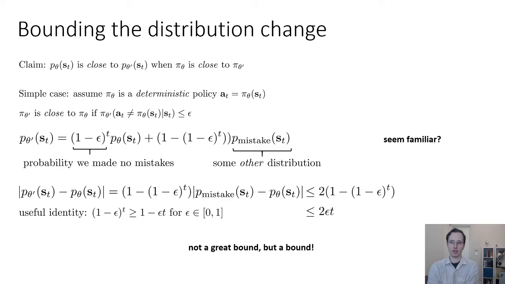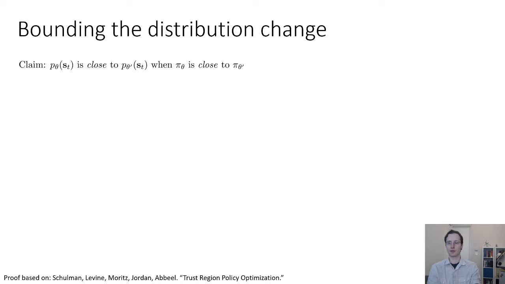Okay, so it's not a great bound, but it is a bound because it shows that as epsilon decreases, the state marginals become similar to one another. But of course, this was all for the case of the deterministic policy pi theta. In general, pi theta will not be deterministic. So what we're going to do next is analyze the general case where pi theta is an arbitrary distribution, and this proof follows the proof in the trust region policy optimization paper, which is referenced at the bottom of this slide.